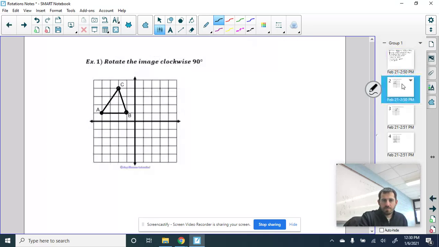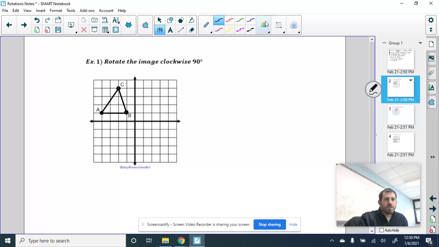So here we go. Rotate the image clockwise 90 degrees. Now, if you don't know which way clockwise is, if you are sitting in my room, look at the clock over there. Clockwise is the way it's going. Don't watch me because I'm backwards here. Clockwise is the way the arrow is going. Counterclockwise is the opposite way. If you don't know, well, Google it then. But anyways, rotate the image clockwise 90 degrees.